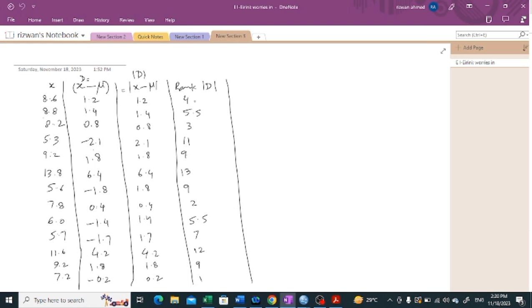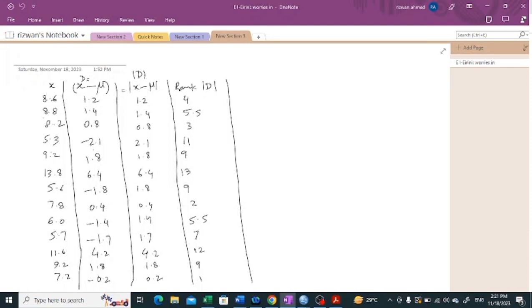1.4, you can notice, is repeated twice. And if these were two different numbers, these would have been assigned the ranks of 5 and 6. Since there is a tie in these two values, we take the average of 5 and 6. Average of 5 and 6 is 5.5, and that's why we have assigned the rank of 5.5 to both. Now we go to the next higher value, and since we have used 5 and 6 as ranks already, the next higher rank would be 7, and that is assigned to 1.7.